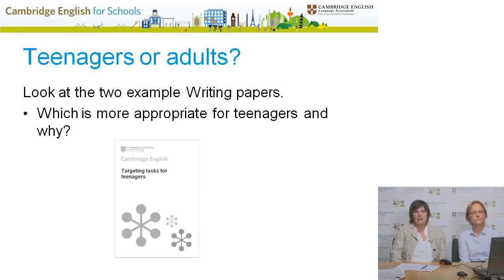So far, we've looked at tasks from our For Schools exams, but a lot of teachers and candidates ask about the difference between the For Schools exams and the other exams at the same level. So let's look at the handout to see two example writing papers. Take a look at the tasks, example A and example B, and decide which one is more appropriate for teenagers and which one is for adult learners. Write some reasons for your choice in the chat box now. So it's the example A and example B in the handout. Which one is for young learners and which one do you think is for teenagers and why?